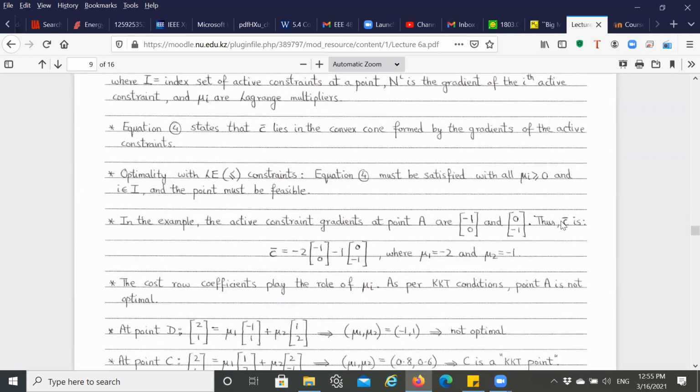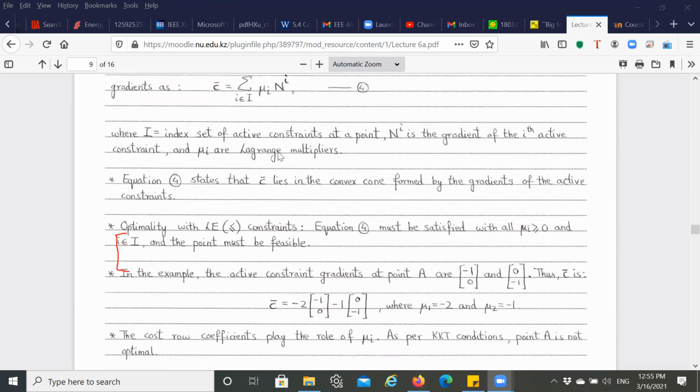Now we want to see, so let me write it down over here. Look at equation 4. What was equation 4? Equation 4 is saying that the cost gradient can be written as a summation of the product of mu i's with the active constraint gradients. So let me rewrite this for point A. It would be something like this.